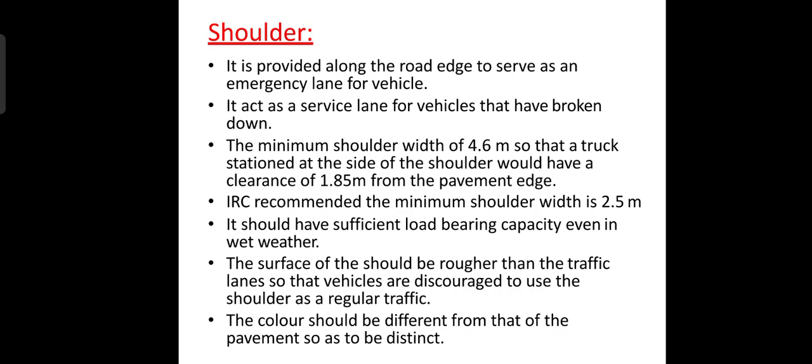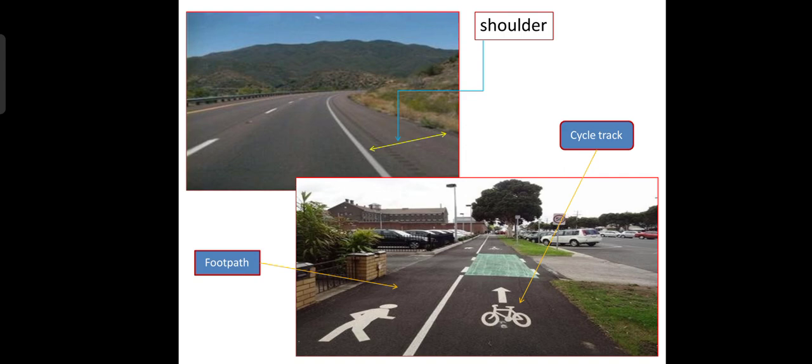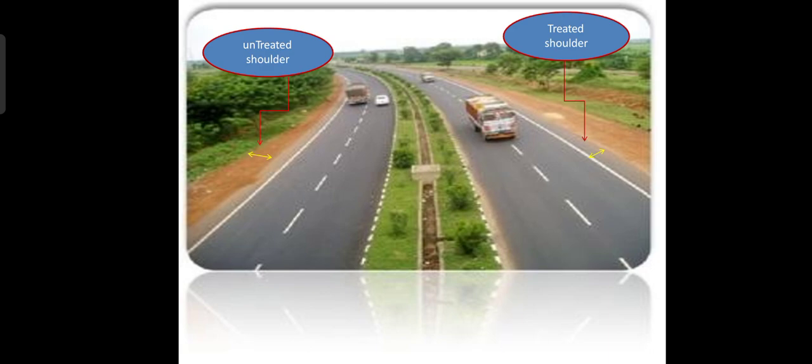It should have sufficient load bearing capacity even in wet weather. The surface of the shoulder should be rougher than the traffic lane so that vehicles are discouraged to use the shoulder as a regular traffic lane. The color should be different from that of the pavement so as to be distinct. So here in the picture you can see the shoulder. Here you can see the untreated shoulder and a treated shoulder.